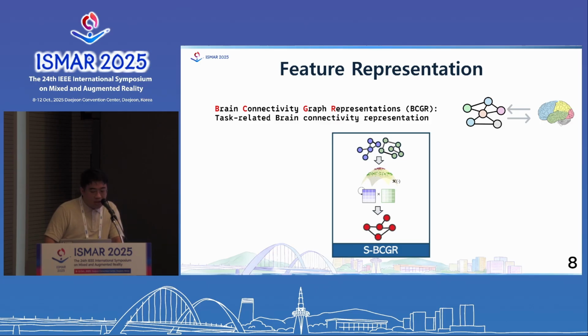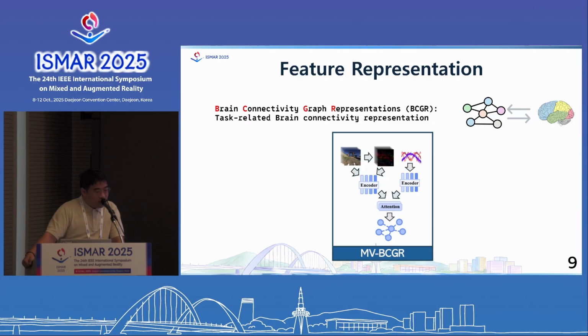An sBCGR is obtained through a standardized decomposition algorithm. Its role is to filter out individual differences and extract the consistent and task-related connectivity patterns across participants. In this way, it serves as a stable reference that strengthens the reliability of multimodal fusion.